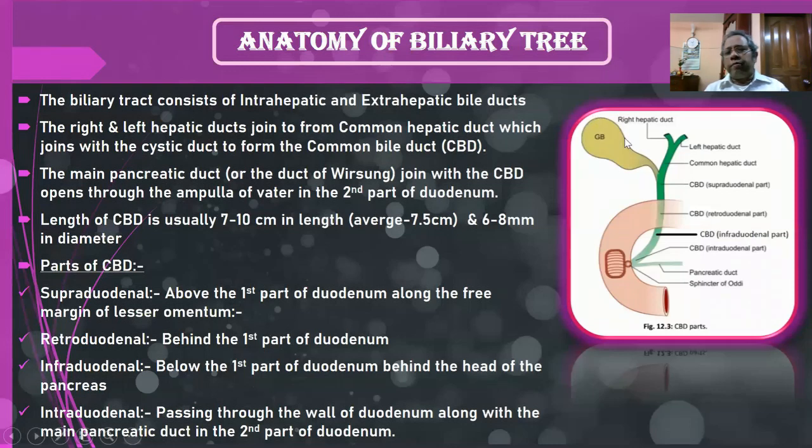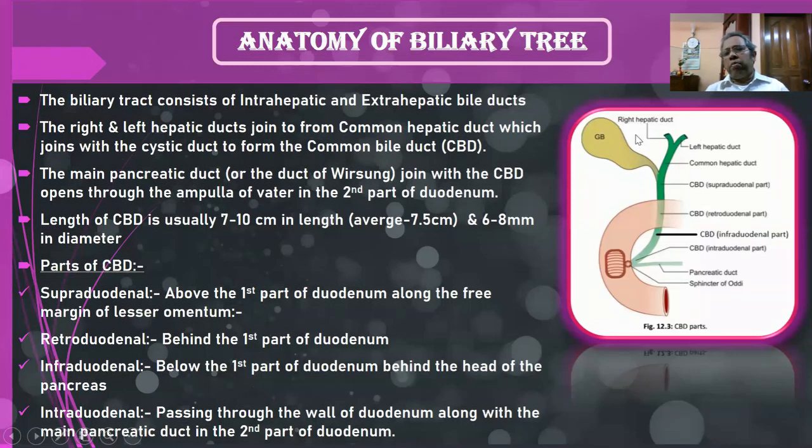This is the gallbladder, which is connected with the duct. This is called the common hepatic duct. This common hepatic duct is formed by the right hepatic duct, which is coming from the right lobe of the liver, and the left hepatic duct, coming from the left lobe of the liver.